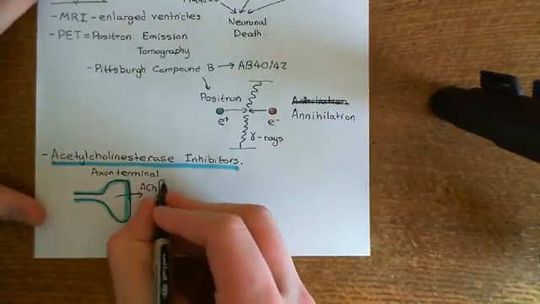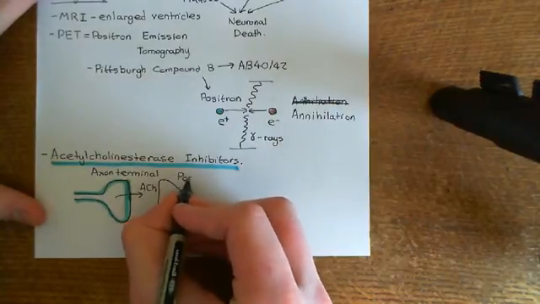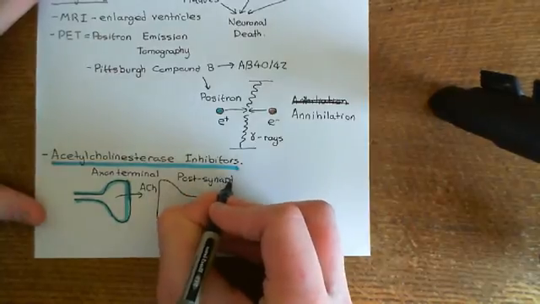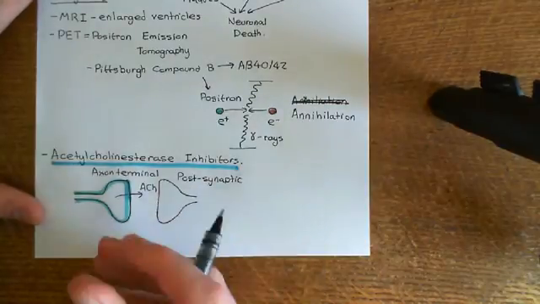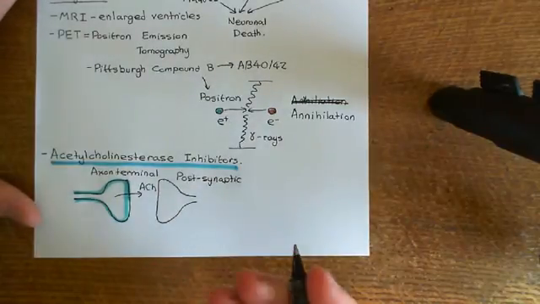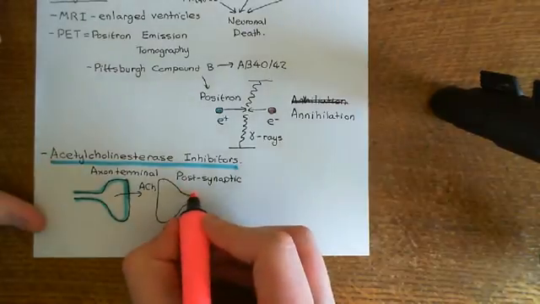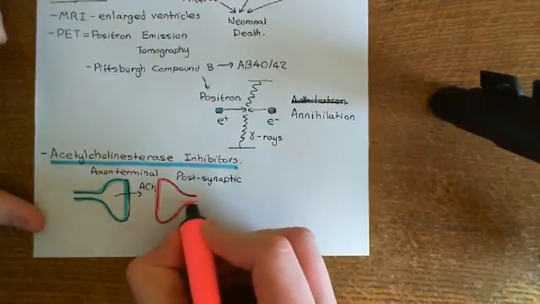Okay, and here's a dendritic spine of the postsynaptic neuron. So this is our postsynaptic neuron. And the acetylcholine will then act on acetylcholine receptors on the postsynaptic neuron, which might be ligand-gated ion channels or they might be muscarinic receptors. Now, how then does the acetylcholine get removed from the synaptic cleft?